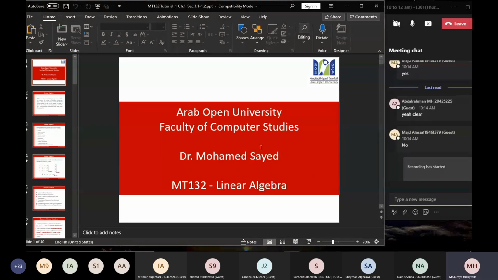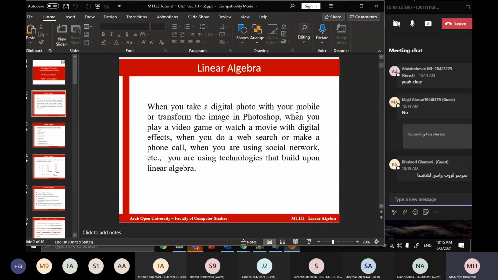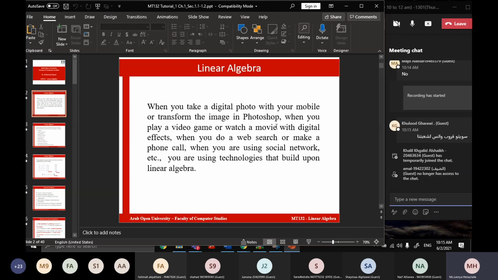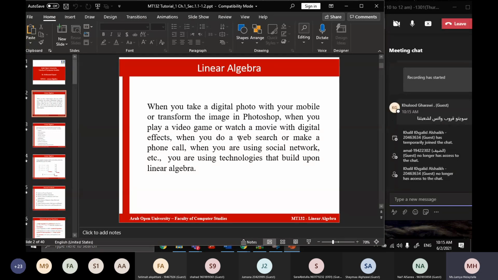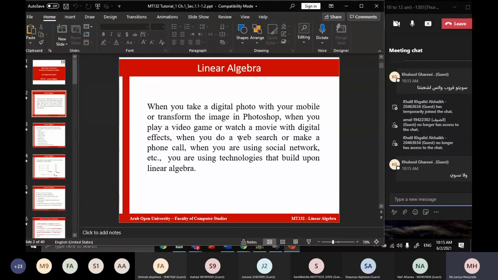So today we'll start our course MT132. We'll start with chapter 1. But before we start, you will know where you find an application of the MT132 course, which is linear algebra.